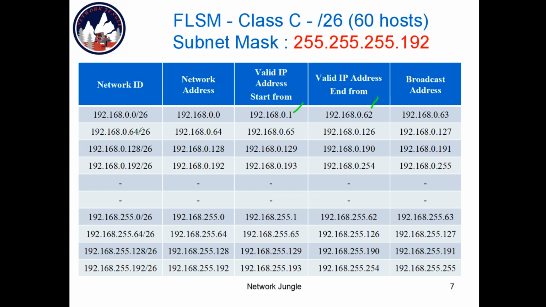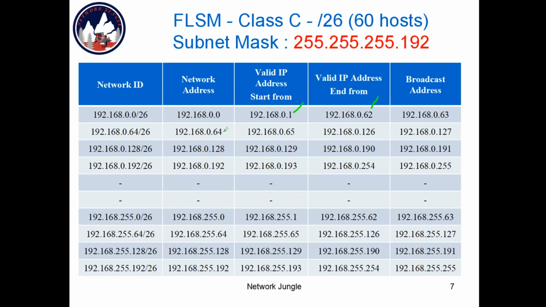Likewise 64. You can add 0 plus 64 is 64, 64 plus 64 is 128, and 128 plus 64 is 192. So it is the easiest way to calculate the subnets. Then 64, 128, 192 are the network IDs. Then 1 to 62 are the valid IP addresses.